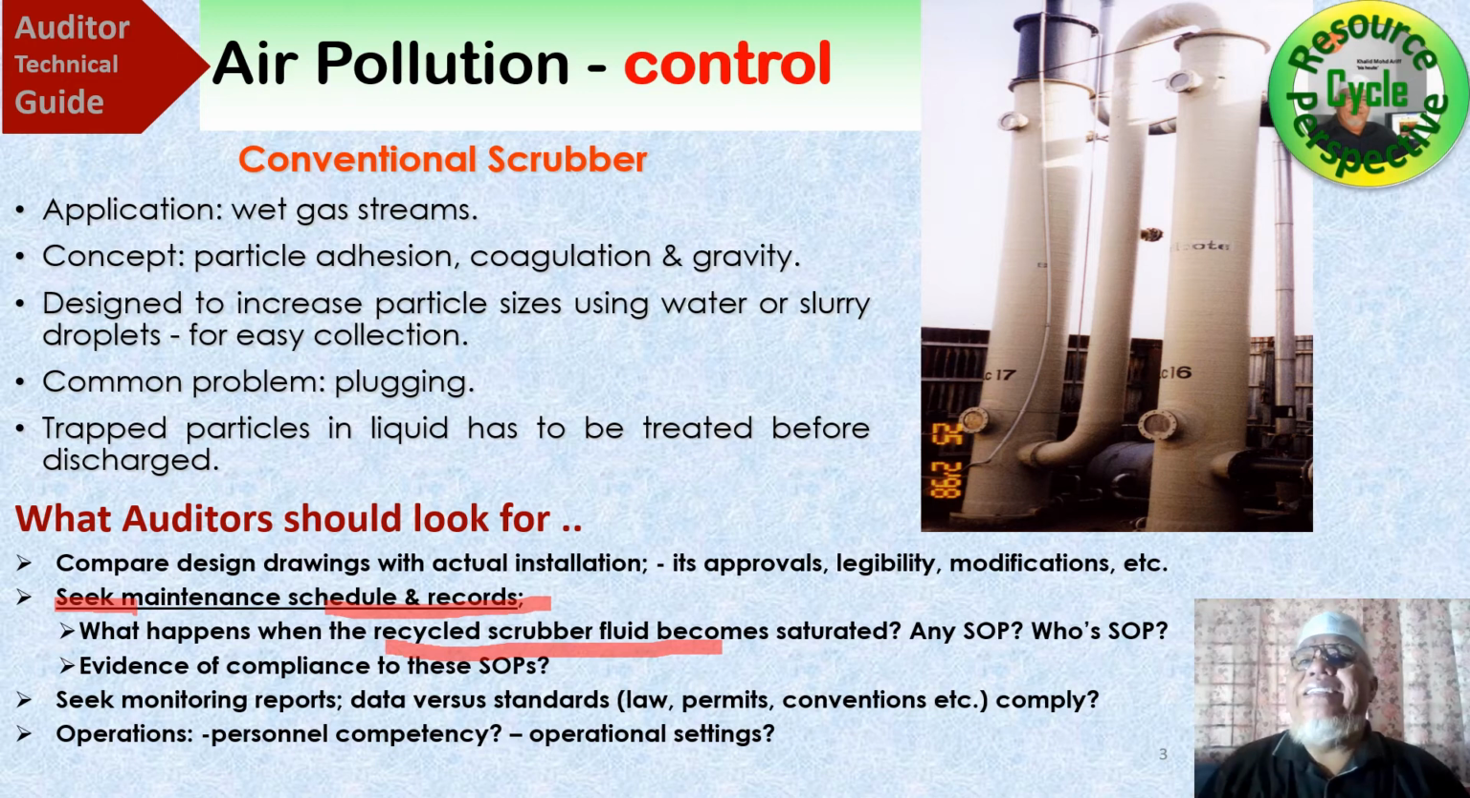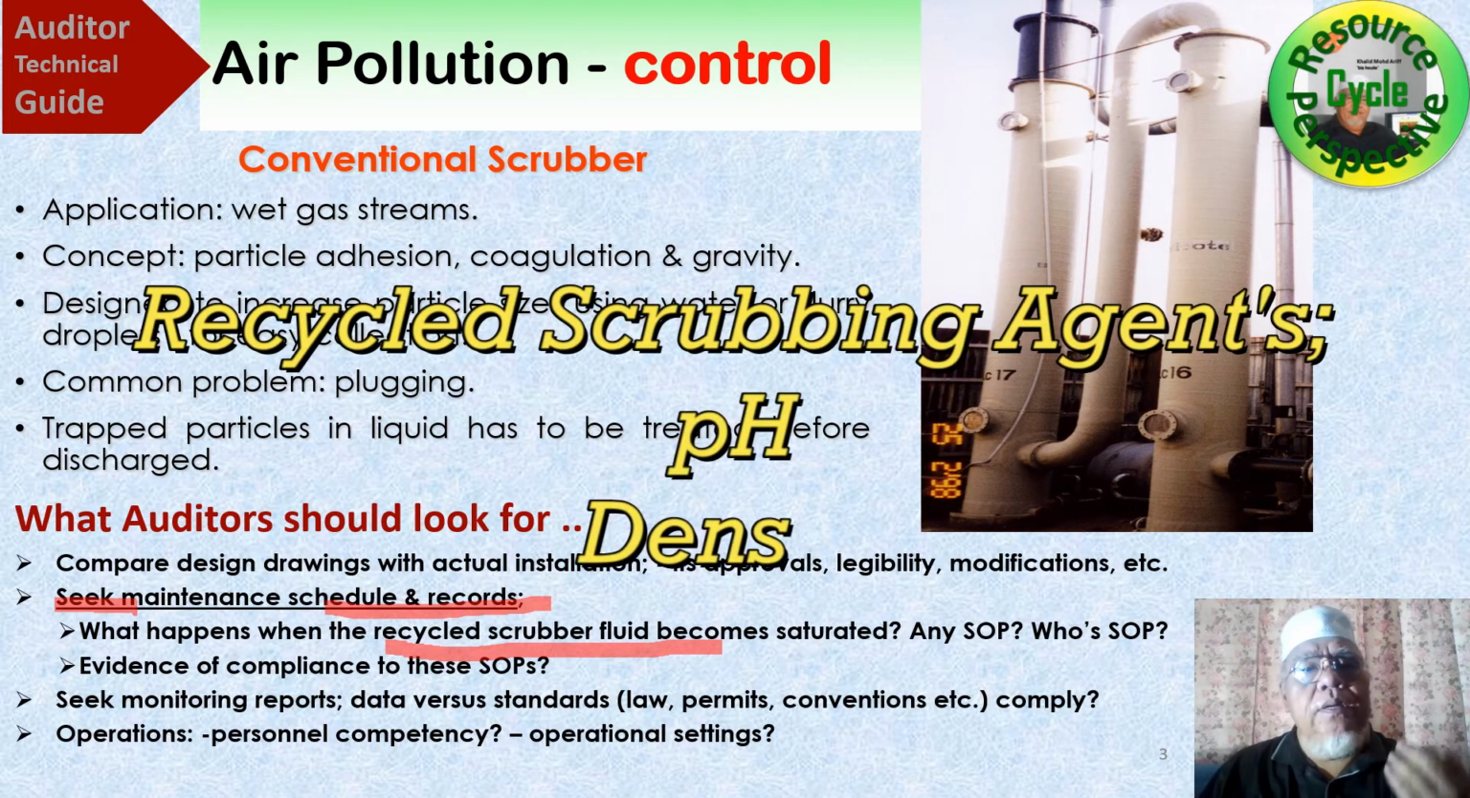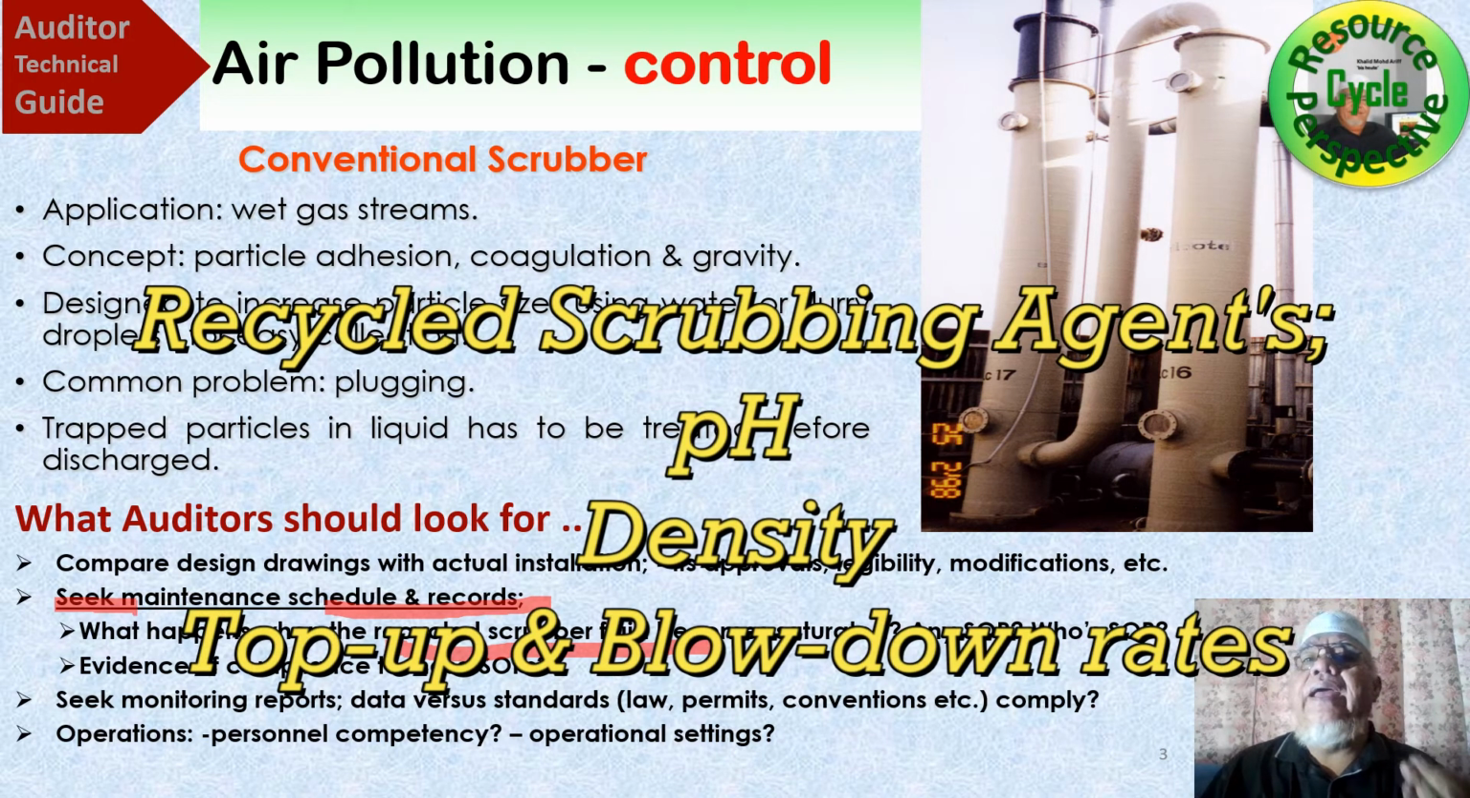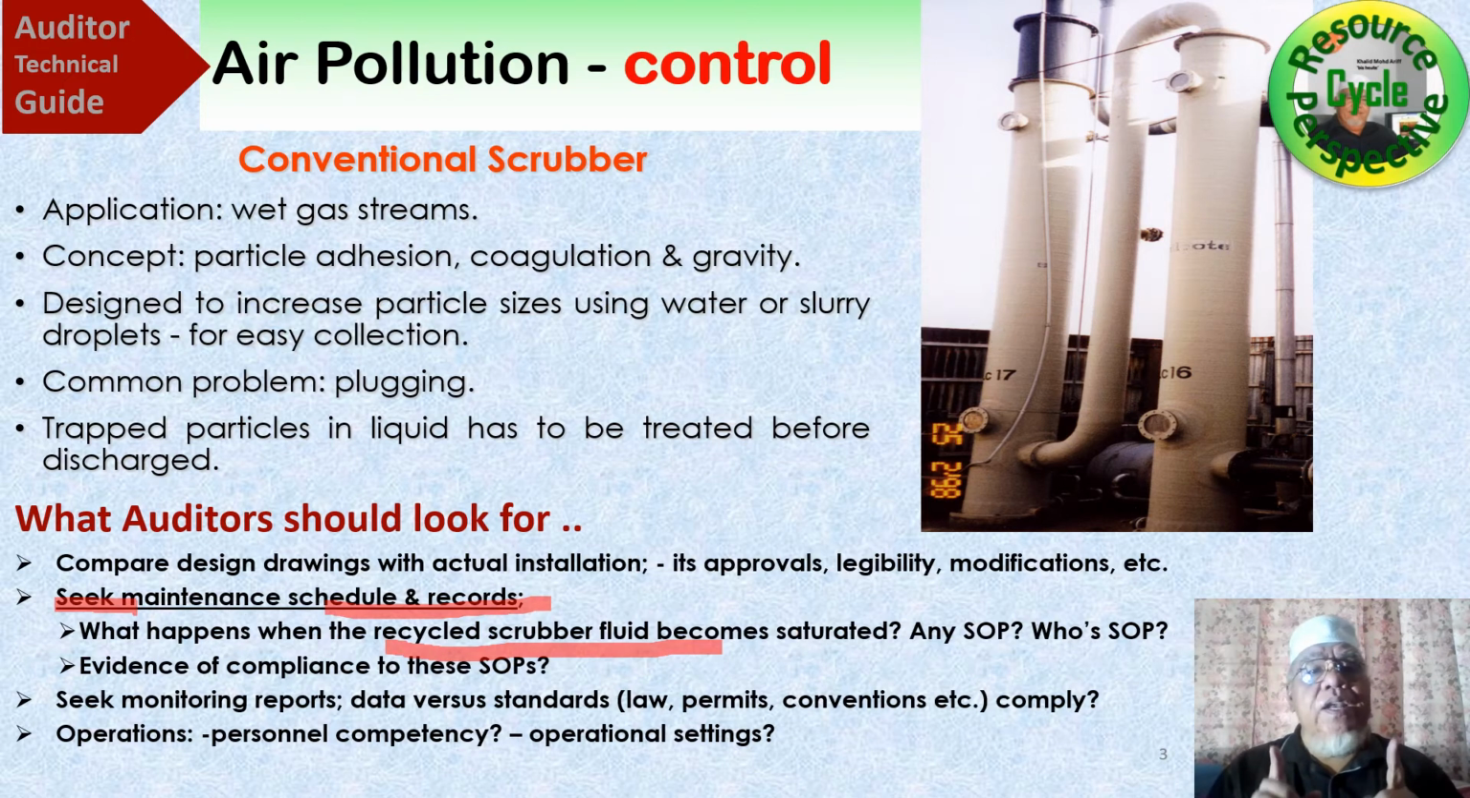You may find in their manual several parameters of concern for the effectiveness of their scrubber. Common parameters are pH, specific gravity, and the top-up and blow-down rates of the scrubbing liquid agent. It's good to look at this closely too, and this is a part of the technical specification for their scrubber operation.